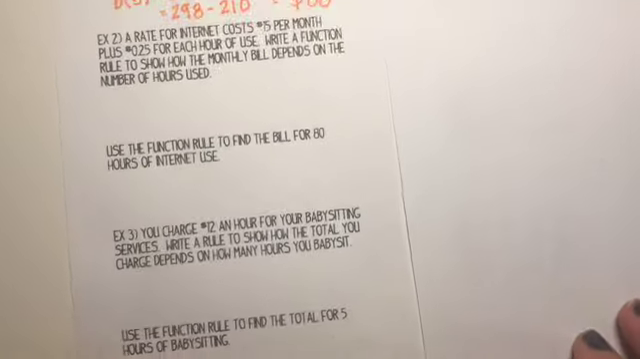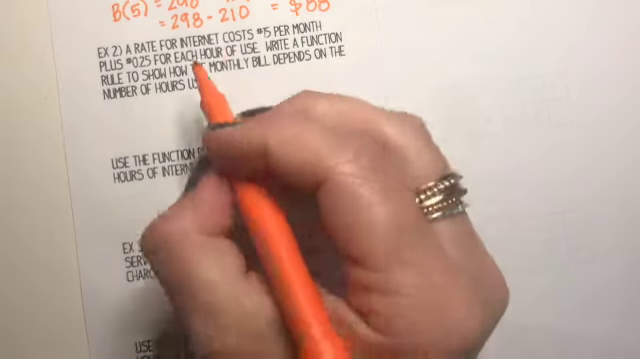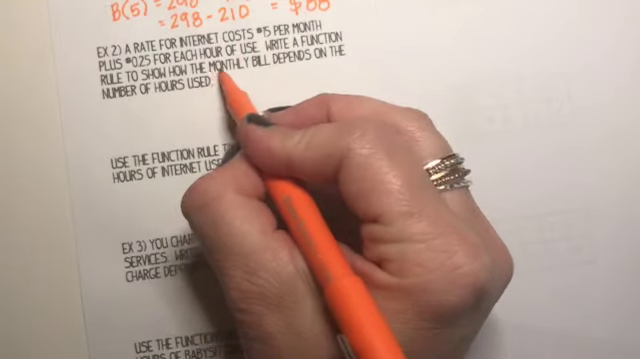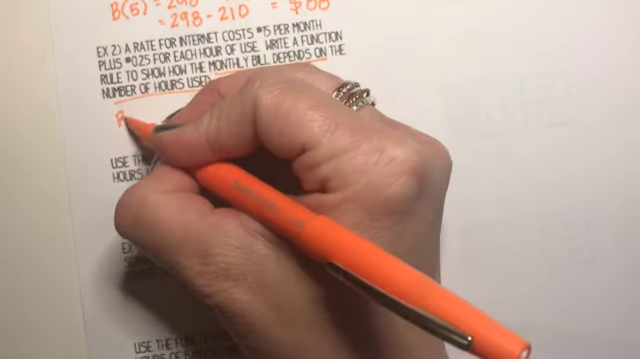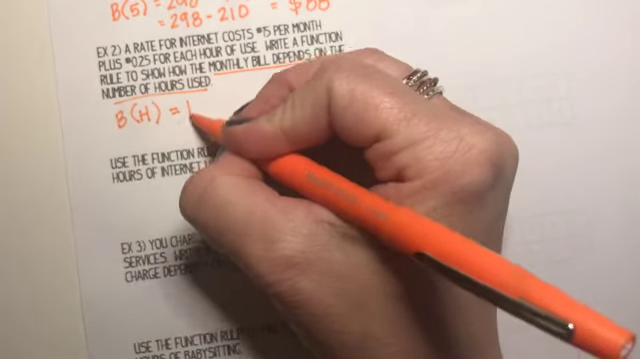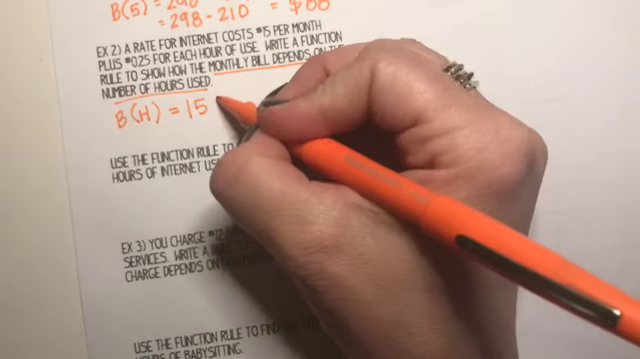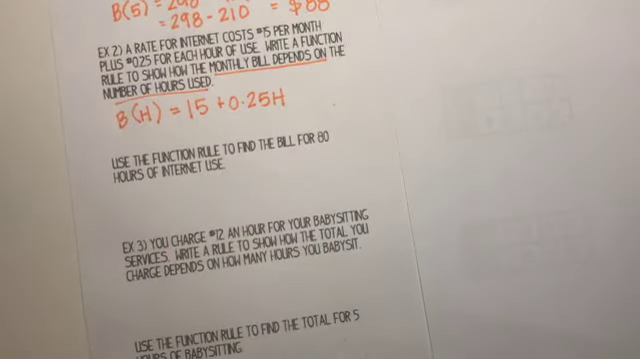It says a rate for internet costs $15 a month plus 25 cents for each hour of use. Believe it or not, you used to have to pay by the hour. And I think there's still Wi-Fi cafes and stuff where you do that. Write a function rule to show how the monthly bill depends on the number of hours used. So our bill is a function of how many hours we use the internet. We know that we have to pay $15 no matter what, and then we're paying 25 cents times every hour that we use the internet.